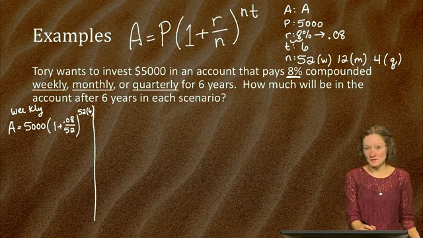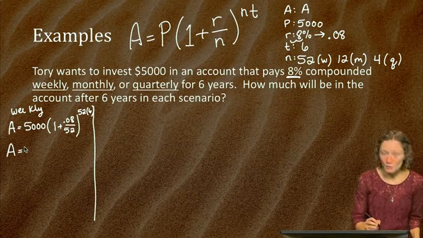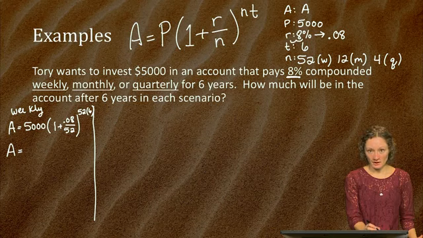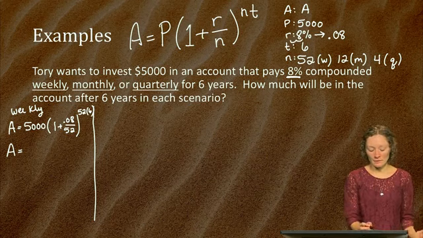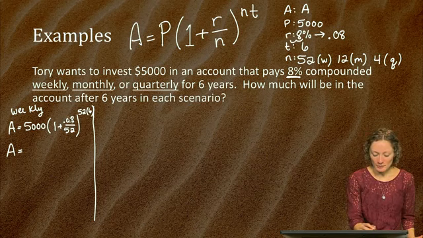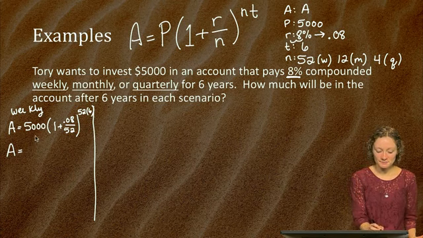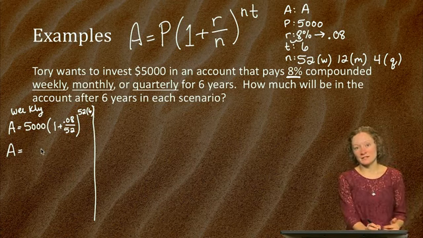And there's a few different ways you can calculate this. If you're using the TI-84 or TI-83, which you should be using, you can type everything in all at once. If you don't feel comfortable typing it in all at once, then you'll have to follow our order of operations, which would be parentheses, so do this division, then add, then raise that to the exponent 52 times 6, and then multiply that by 5,000. But it all would have to be done in the calculator.